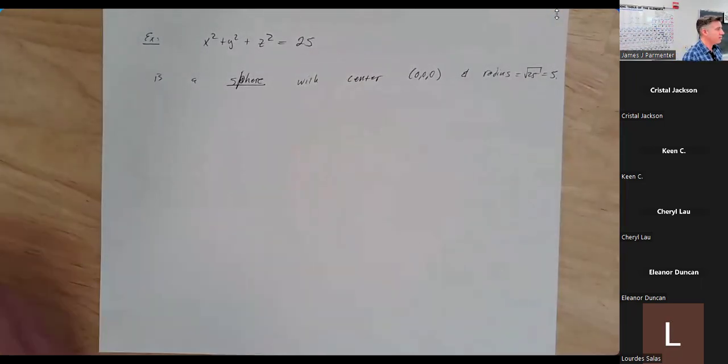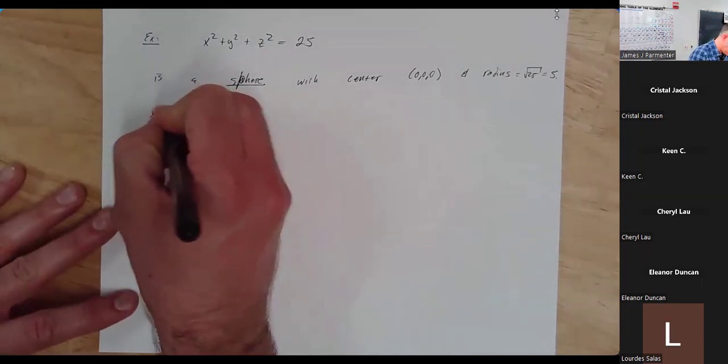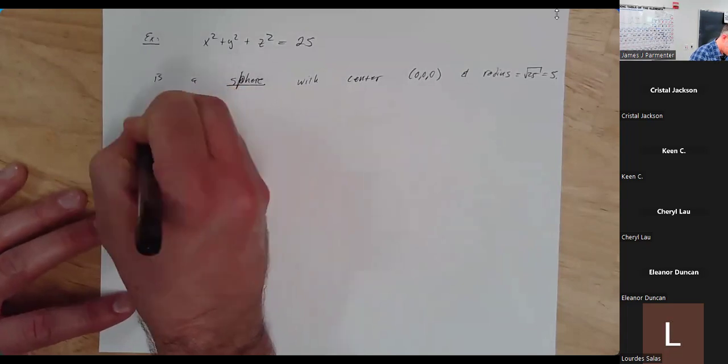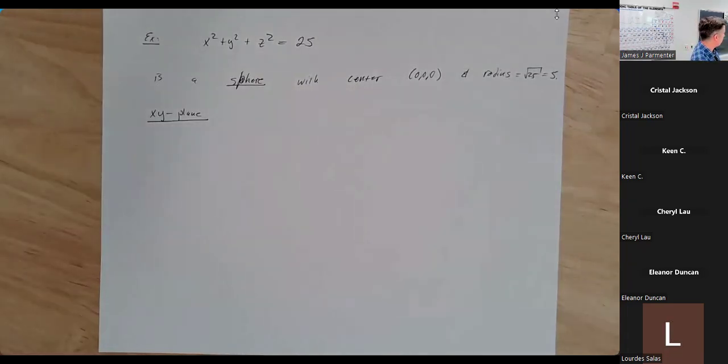If I was trying to graph this and I didn't just know it was a sphere right off the bat, I might look at what was happening in each of the three coordinate planes. So in the xy plane, let me ask everybody, in the xy plane, we know that something's equal to zero. What's equal to zero?